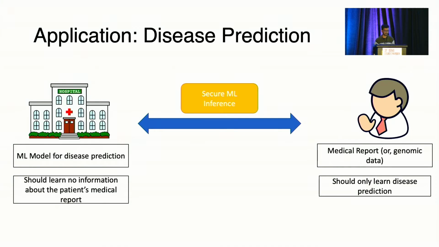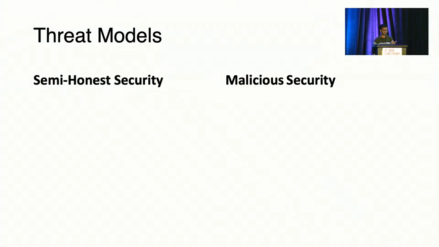One of the applications of secure inference is in the domain of health infrastructure. Here, you have a hospital which holds the ML model for disease prediction, and you have the patient who holds the medical report. They can interact in a secure inference algorithm such that at the end of it, the client learns the output of the disease prediction only, and the server, that is the hospital, gets no information about the patient's record.